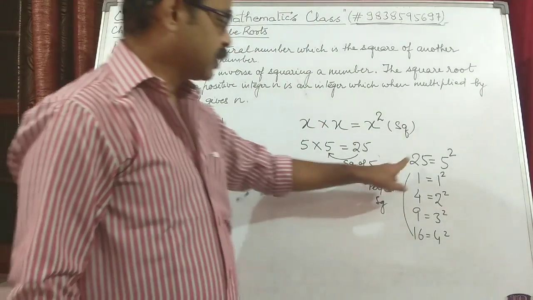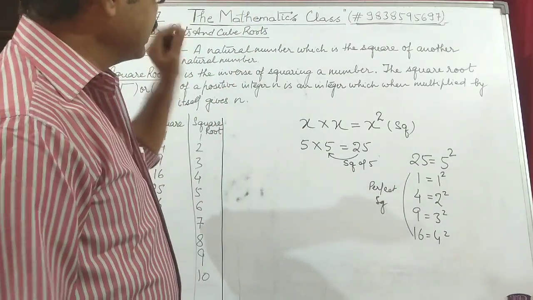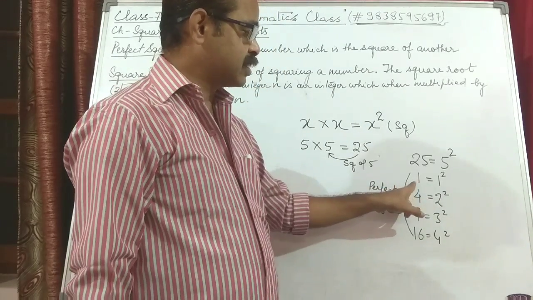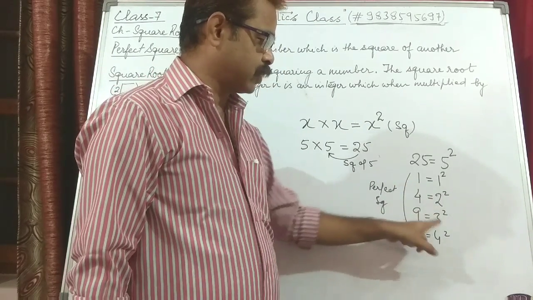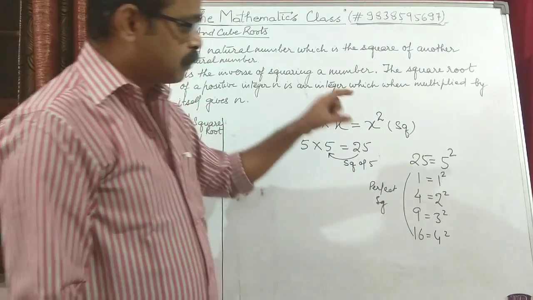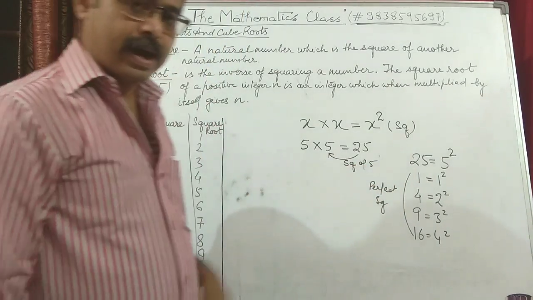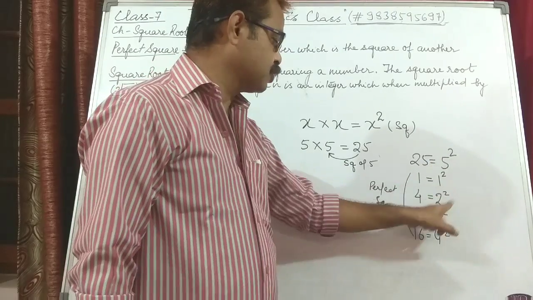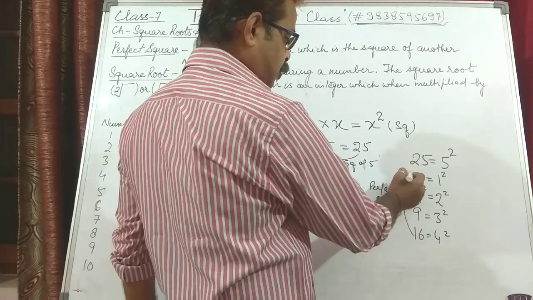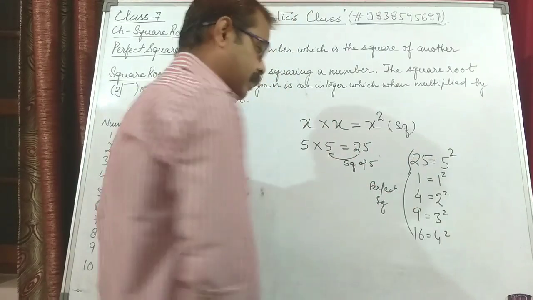A natural number. All these are natural numbers: 1, 4, 9, 16, 25 are natural numbers. So any natural number which is a square of another natural number. 1 is the square of 1, 4 is the square of 2, 9 is the square of 3, 16 is the square of 4, 25 is the square of 5. So these numbers are perfect square numbers.